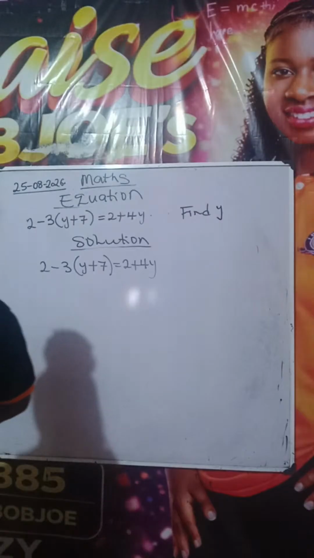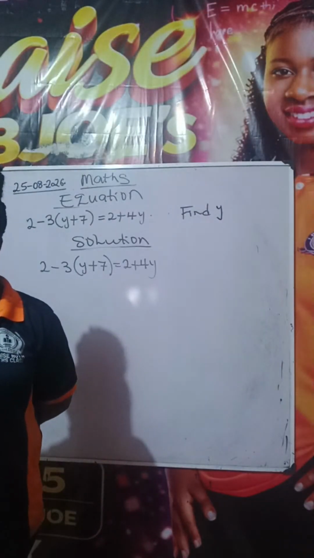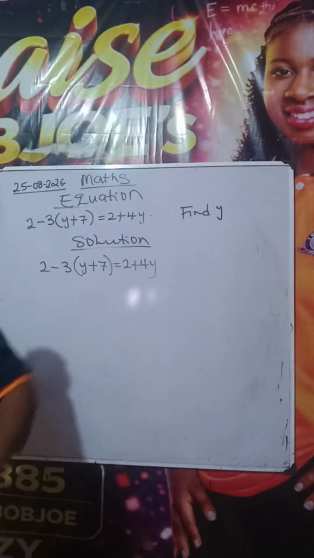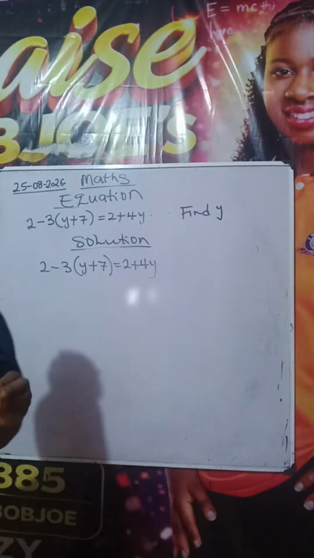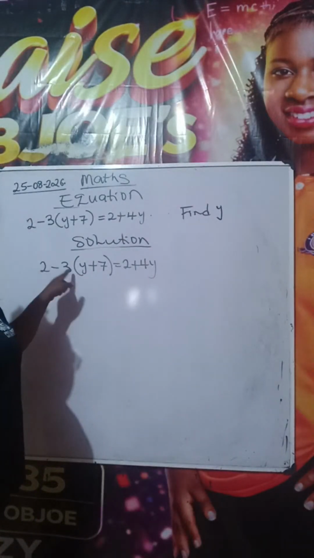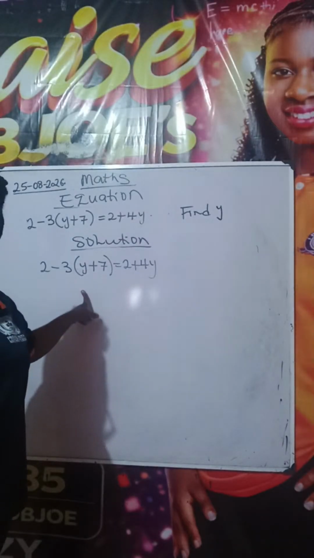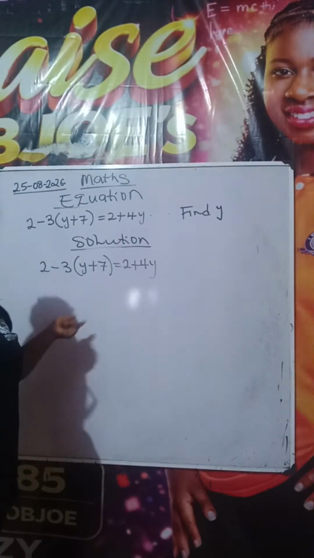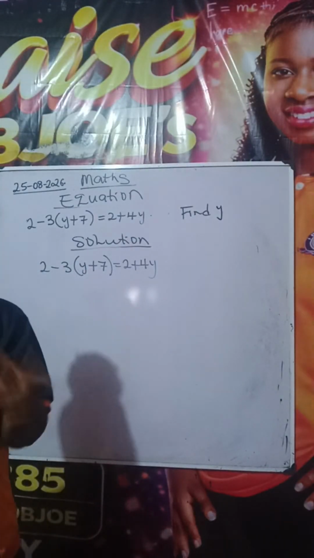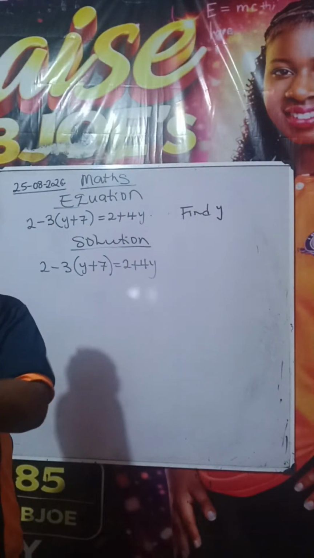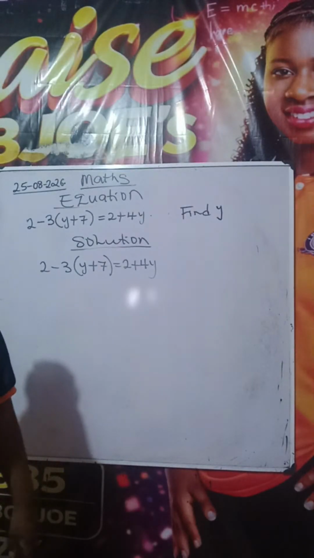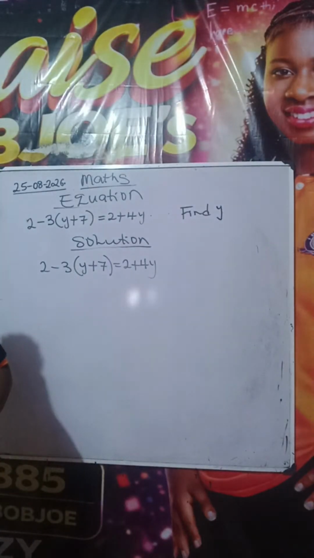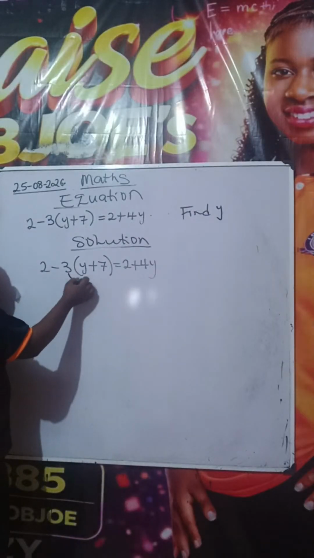So which of them? Open the bracket. Now, open the bracket with what? You know that we have 2 minus 3. Should we first do 2 minus 3? Or, okay, with the minus 3. Now, first we have to use minus 3 to open the bracket, and that will be minus 3 times y.